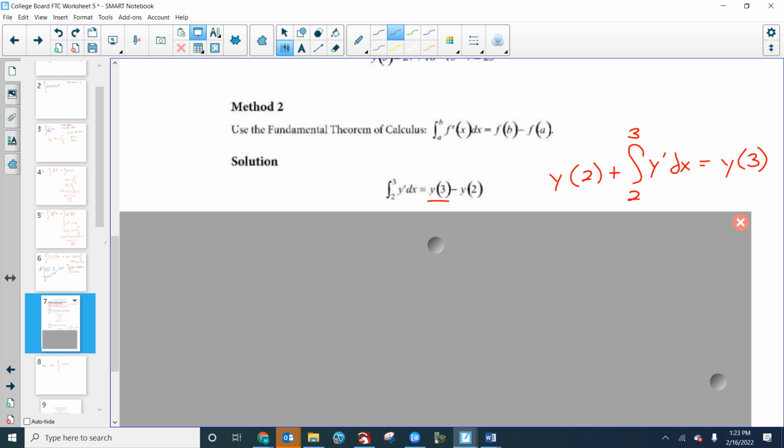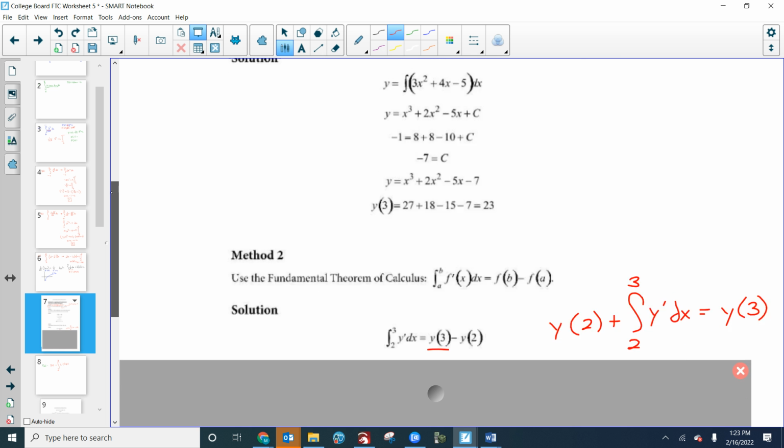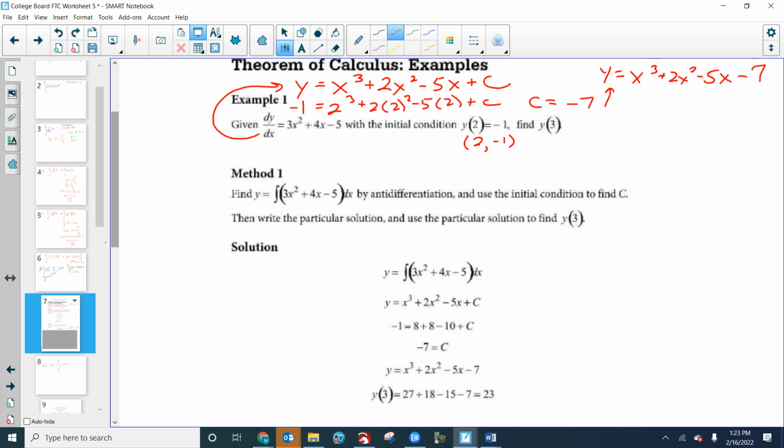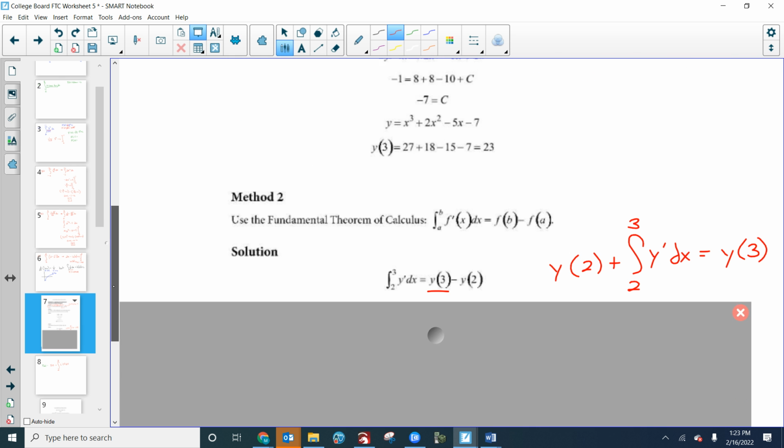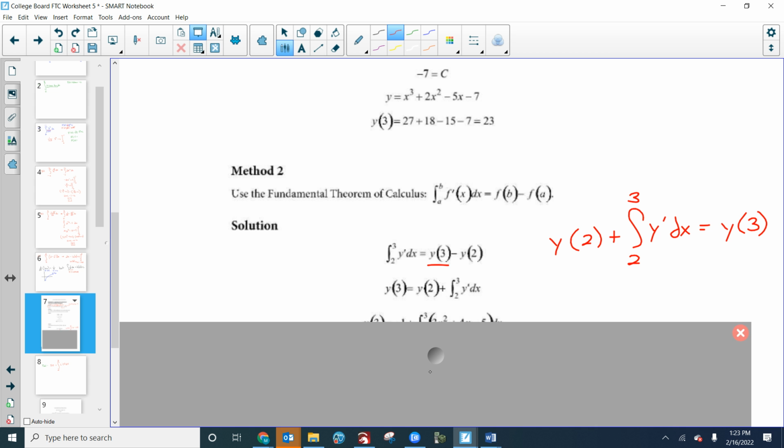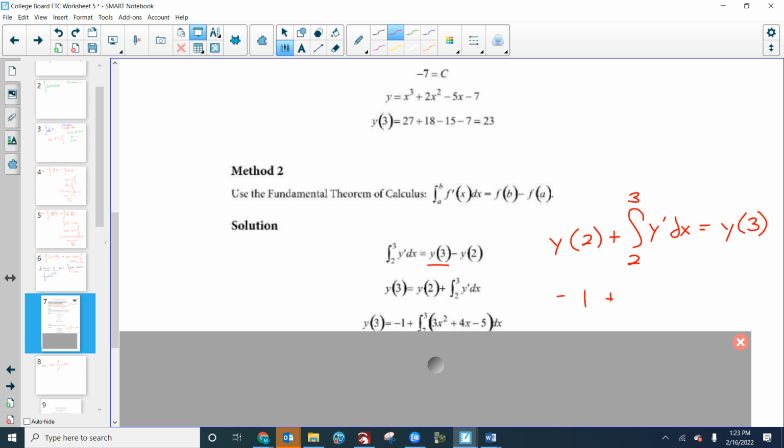What's y of 2? Let's go back up. Ready? Y of 2 is negative 1. Negative 1 plus the integral from 2 to 3 of y prime dx equals y of 3. Now this part you're going to solve the same way we did before. Antiderivative, which was the cubed function and the quadratic, and then that whole thing. Plug in 3, plug in 2, subtract.